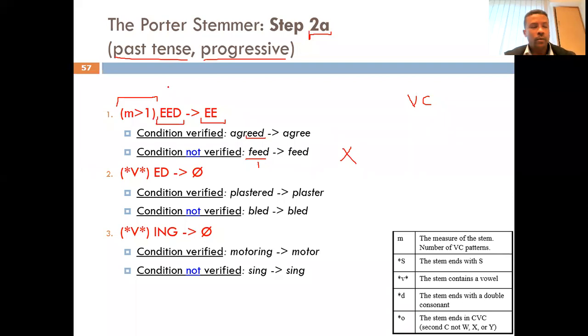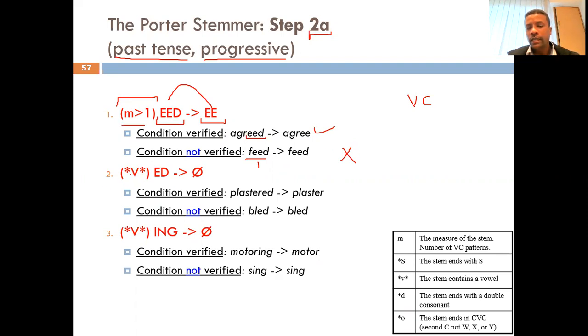So what we are going to do in here is, as I have told you, first it checks the condition, and if the condition is satisfied, then the substitution would be made. Just a moment. So as you can see, whenever the condition is satisfied, like if the vowel consonant is greater than 1, and if it ends with EED, then it will substitute it with EE. So these are some of the examples where the condition is satisfied and where the condition is not satisfied.